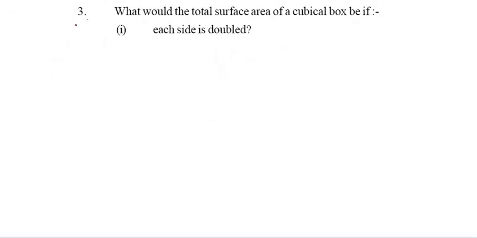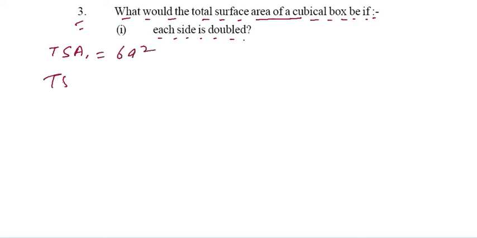Now come to the third question. What would be the total surface area of a cubical box if each side is doubled? Total surface area. First of all, total surface area TSA1, that is 6A square. Now TSA2. So what will happen? The side is doubled. So you can write 6 into A is doubled, so you can write 2A whole square. So 6 into 4A square.